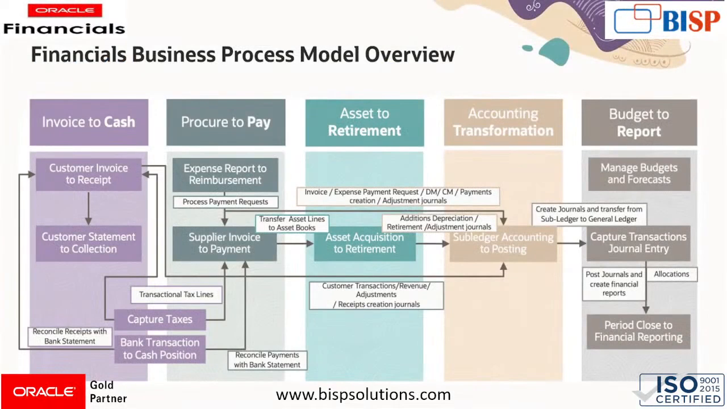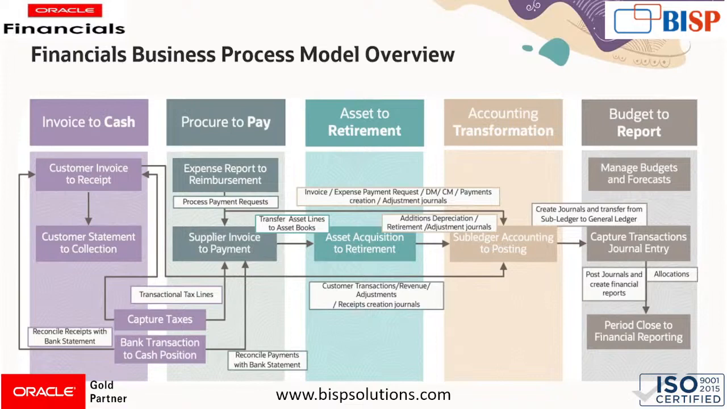So, the financial business process model overview. There is invoice to cash, in which we create customer invoices in the receivables work area, that is, accounts receivable. We create a customer invoice, and against that invoice we enter the receipt, right? So that is the invoice to cash process.